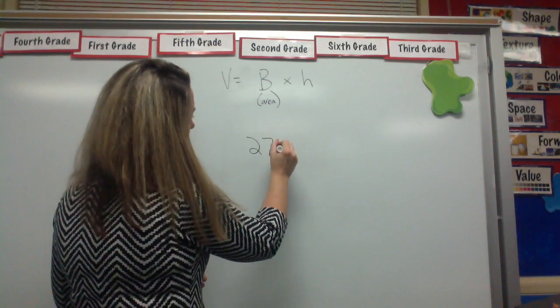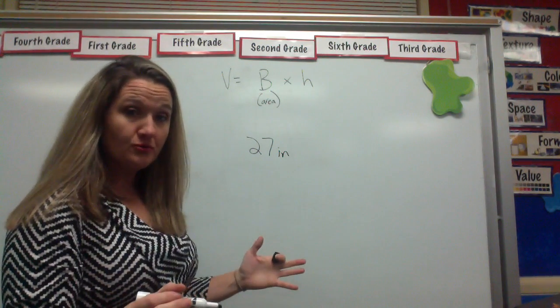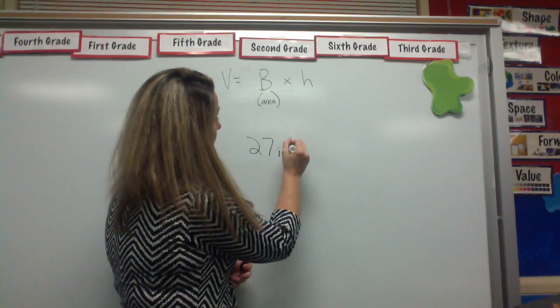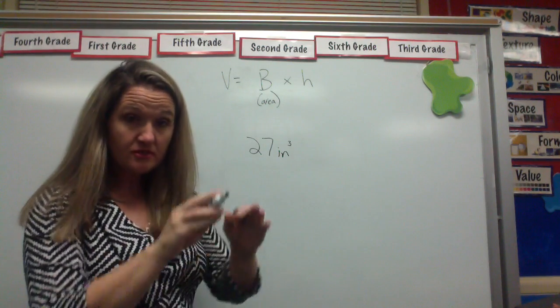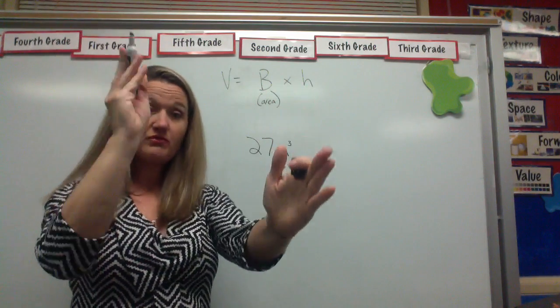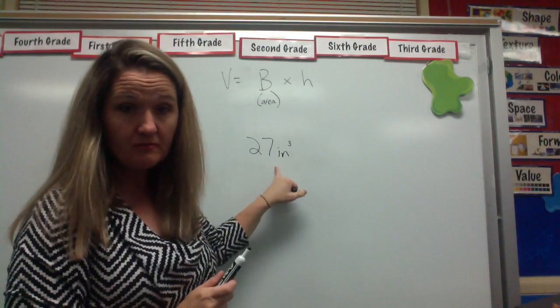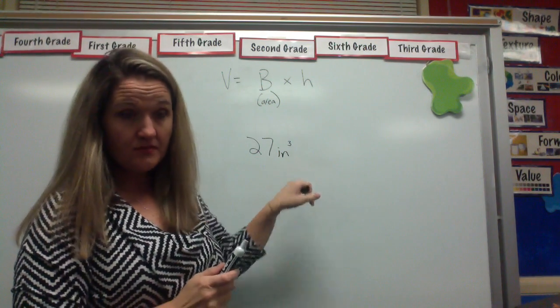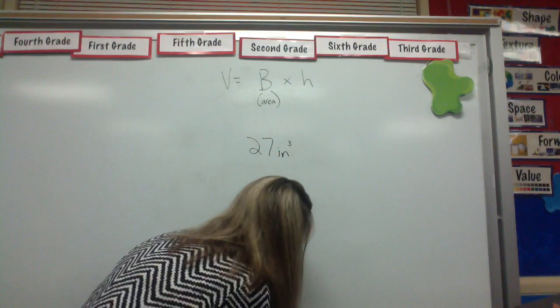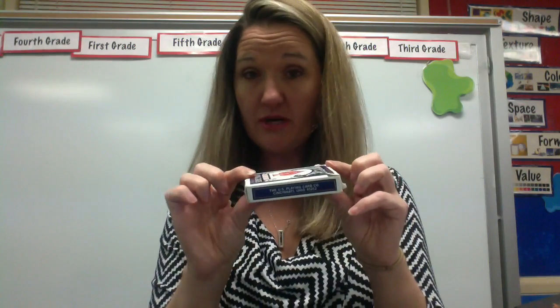Now when we write the unit for volume, you put a 3 here because now we're talking 3 dimensions. We've got the length, the width, and now we've got this depth, this added third dimension. So we read this as 27 inches cubed. All right, so let's go ahead and try this little deck of playing cards. This is a rectangular prism.